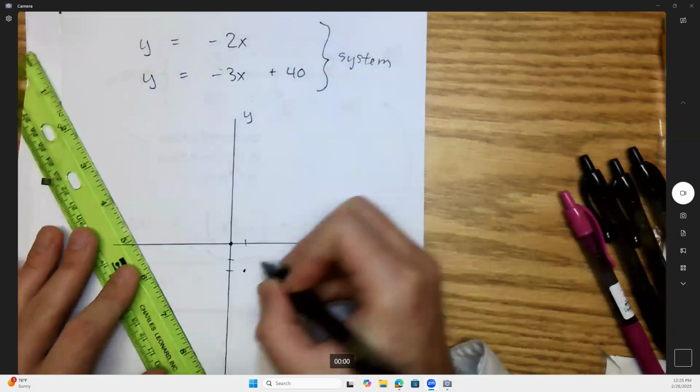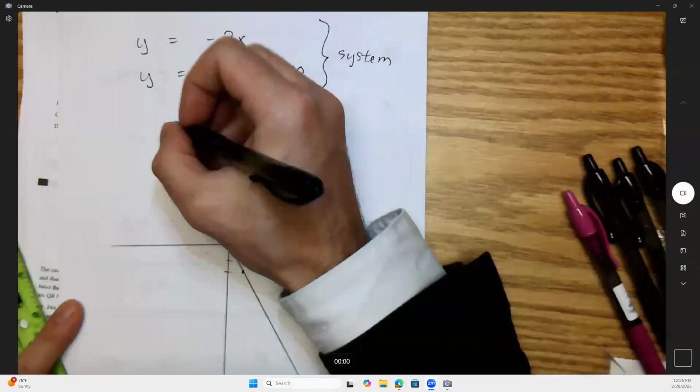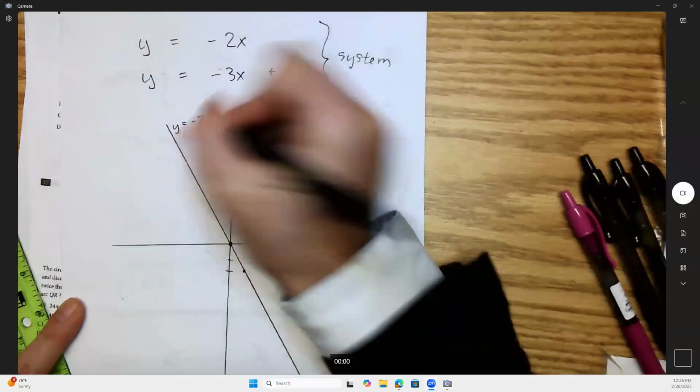Like negative 2. Okay, and then it's a straight line. So isn't that graph right there y equals negative 2x? You guys could all do that, right?